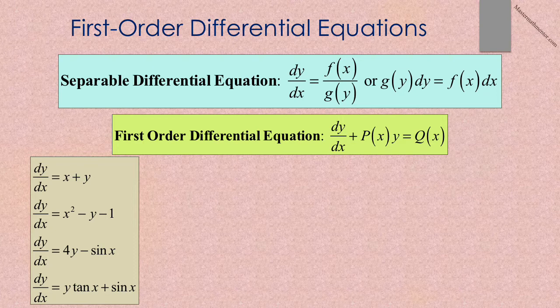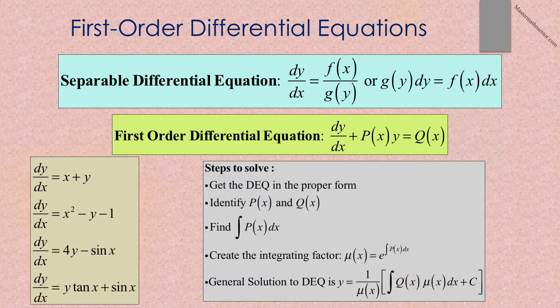dy dx equals x plus y. dy dx equals x squared minus y minus 1. dy dx is equal to 4y minus sine of x. dy dx equals y tangent of x plus sine of x. Notice that all of these involve sums or differences of expressions with x's and y's, and that is why they are not separable, but they can be solved with the techniques that we will look at for first order differential equations.